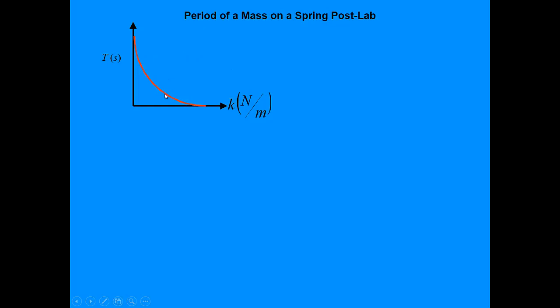So our first attempt to linearize a hyperbola is usually to invert. So you graphed period in seconds versus 1 over the spring constant, and notice you flip the units to meters per newton, and that gave you a side opening parabola. Again, probably pretty weak, right? But still a side opening parabola. Well, how do you linearize that?